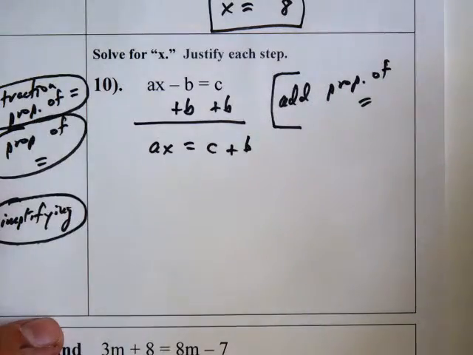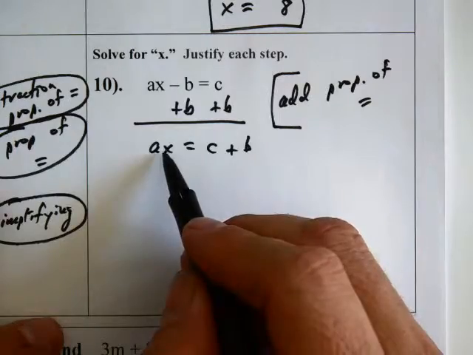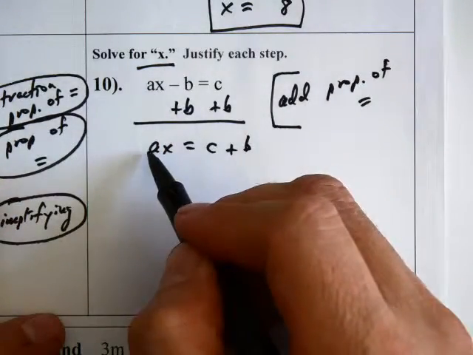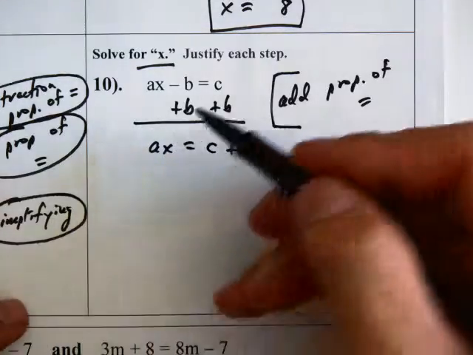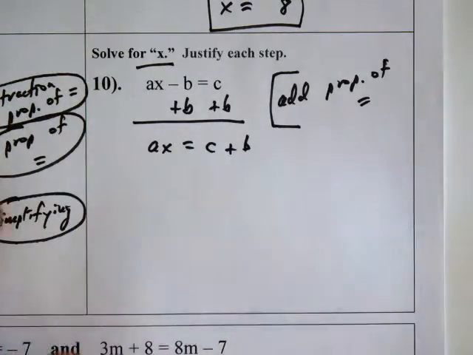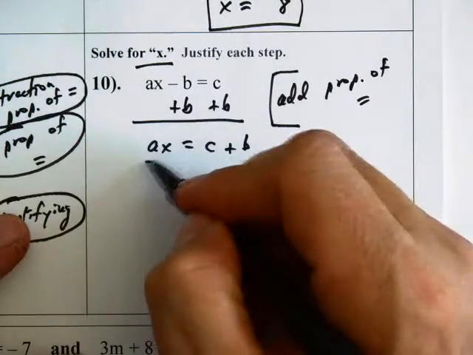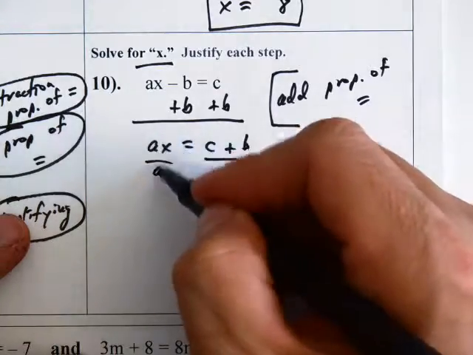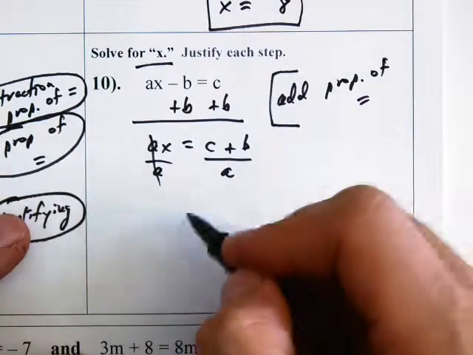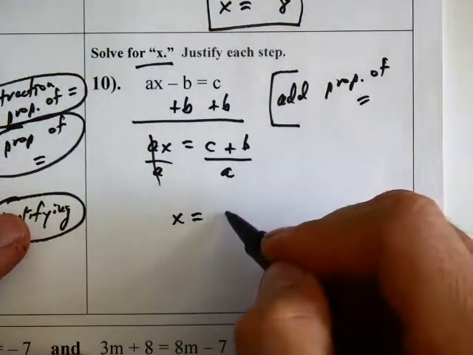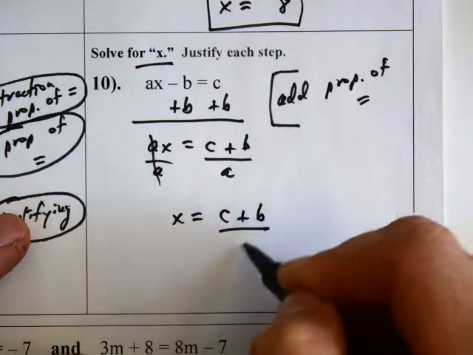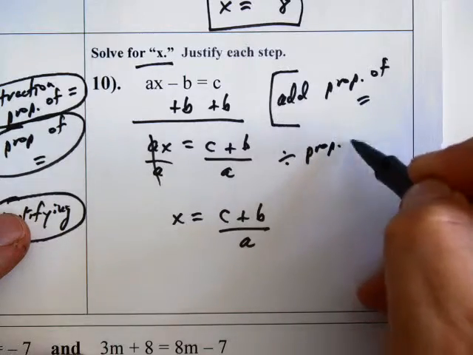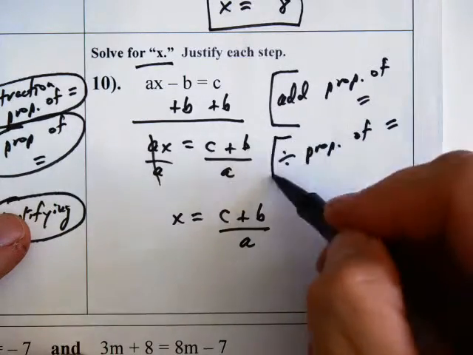So that's step 1. Is x by itself like we need it to be? No, it's not. So I need to get it by itself here. What is a doing to x? How are they combined? They're combined by multiplication. So I divide by a everywhere. A divided by a is 1. And so now over here, x equals c plus b over a. So that was the division property of equality.